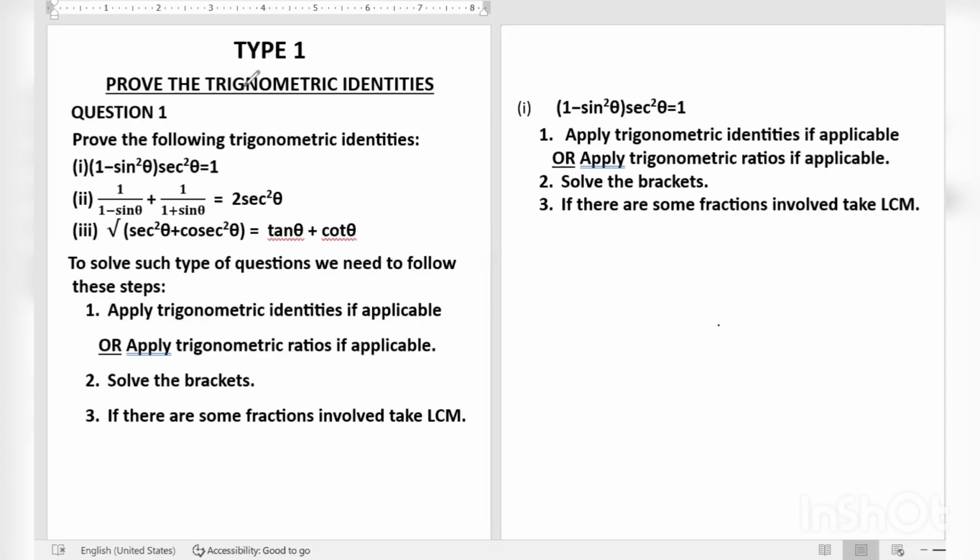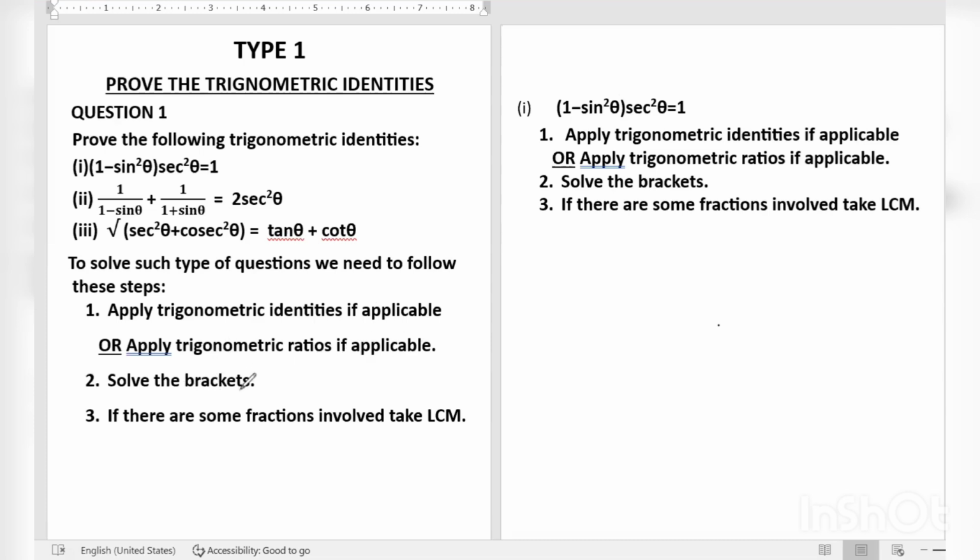Type 1. Prove the trigonometric identities. To solve such type of questions, we need to follow a few steps. First thing is you need to check in the question whether there is any trigonometric identity applicable there, so apply that. Or if there are any trigonometric ratios to be changed, apply that.